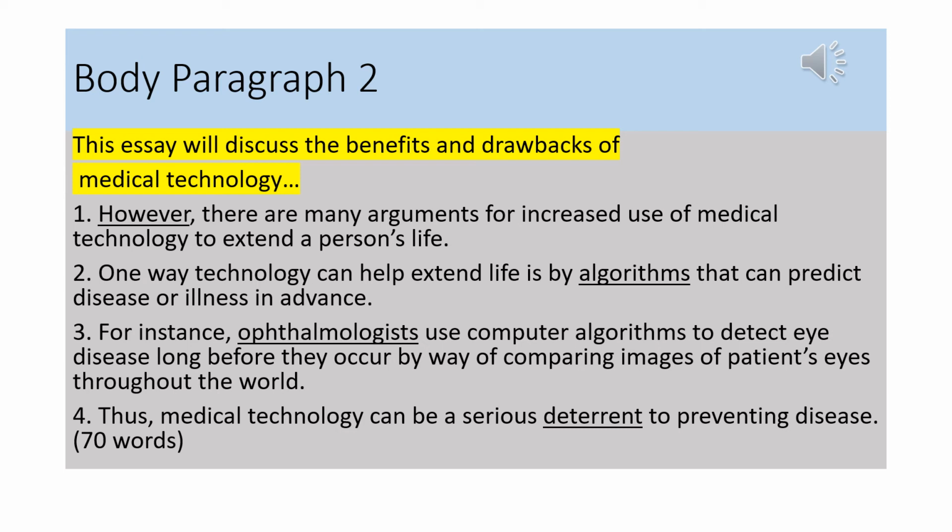For instance, ophthalmologists use computer algorithms to detect eye disease long before they occur by way of comparing images of patients' eyes throughout the world. This example supports the idea of how algorithms are used. You only have to give one example. Your conclusionary statement, thus, okay, there's another discourse marker if you want. Thus means as a result. Medical technology can be a serious deterrent to preventing disease.